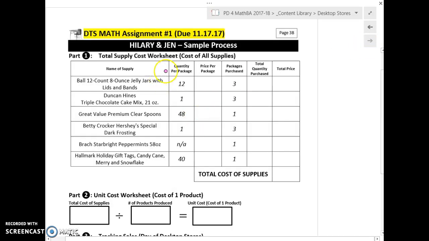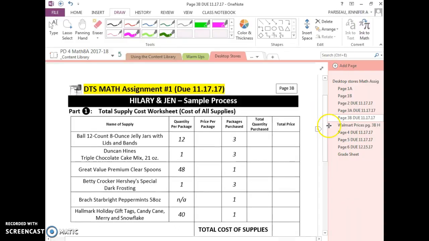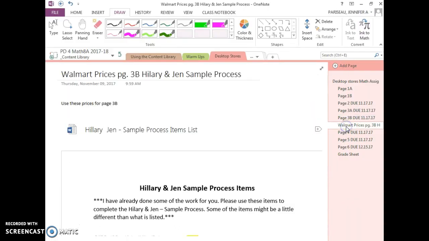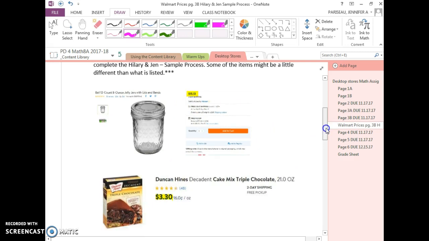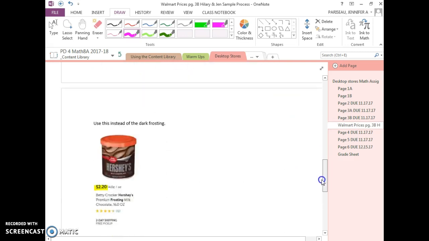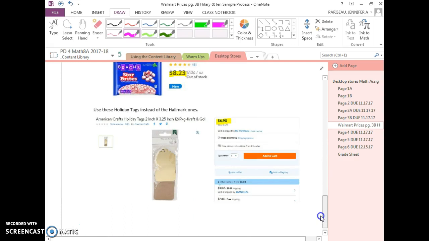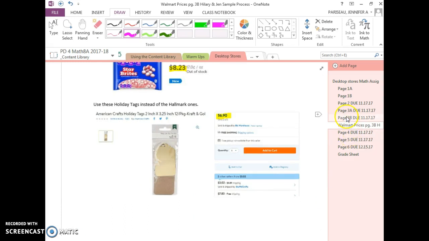Alright, so here is where you need to fill in. Now, it's going to have you go to Walmart and fill it in, but some of the prices have changed since then. So you'll see that I've included these prices right here. So you can see that they're highlighted, and you're going to use those prices that are highlighted in place of all the products on page 3B.